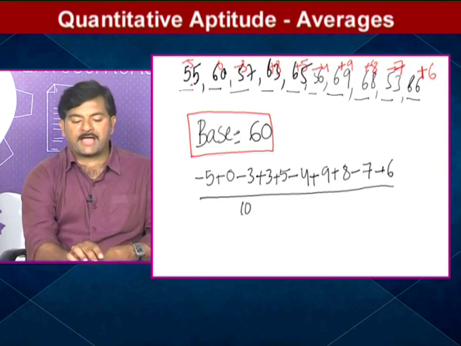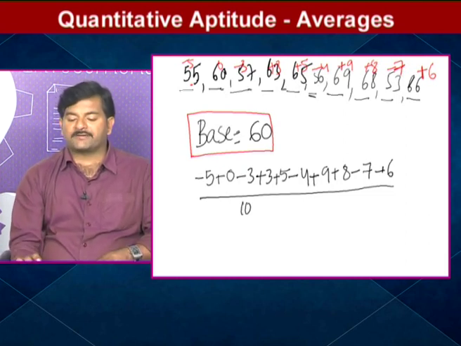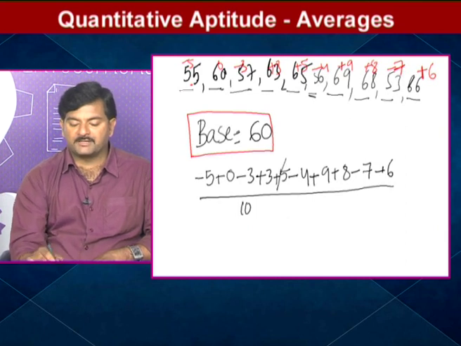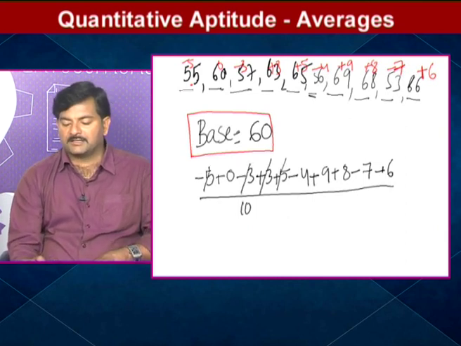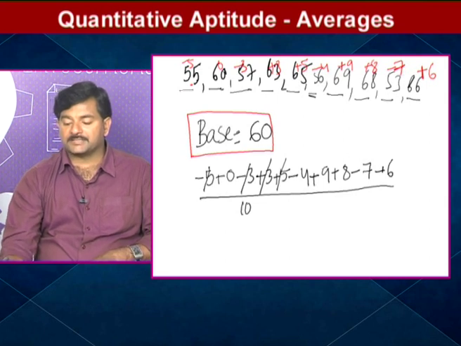So instead of finding the average of these 2-digit numbers, it is very easy to find the average of these numbers. Here plus 5 minus 5 and plus 3 minus 3 cancel, and next, observe what is given: 9 plus 8 is 17, 17 plus 6 is 23, right?